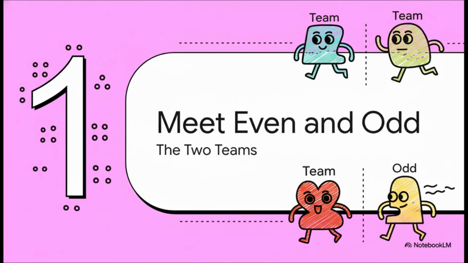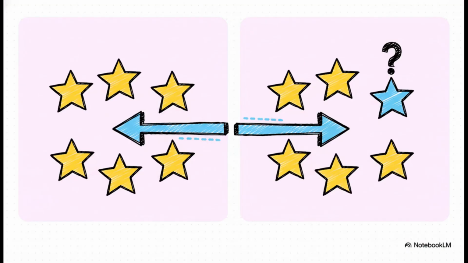To really get this code, let's start by imagining that all whole numbers belong to one of two teams. You've got team even and you've got team odd. Now, the biggest difference between these two teams is incredibly simple. Picture you have a bunch of something, anything. If you can split that group into two perfectly equal smaller groups with nobody left out, then that number is on team even. But if you try to split it and there's always one left over, well, that number is on team odd. It's really that fundamental.